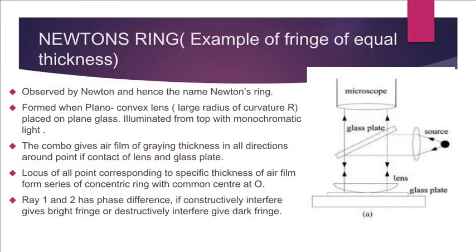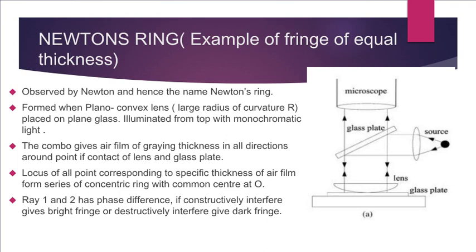Take a plain glass plate. Place a plano-convex lens with its curved surface in contact with the glass plate. This arrangement will result in a circular air film of thickness 0 at the point of contact, the center, and equally varying thickness in all directions outward from the center. Now illuminate the setup with monochromatic light from the top.